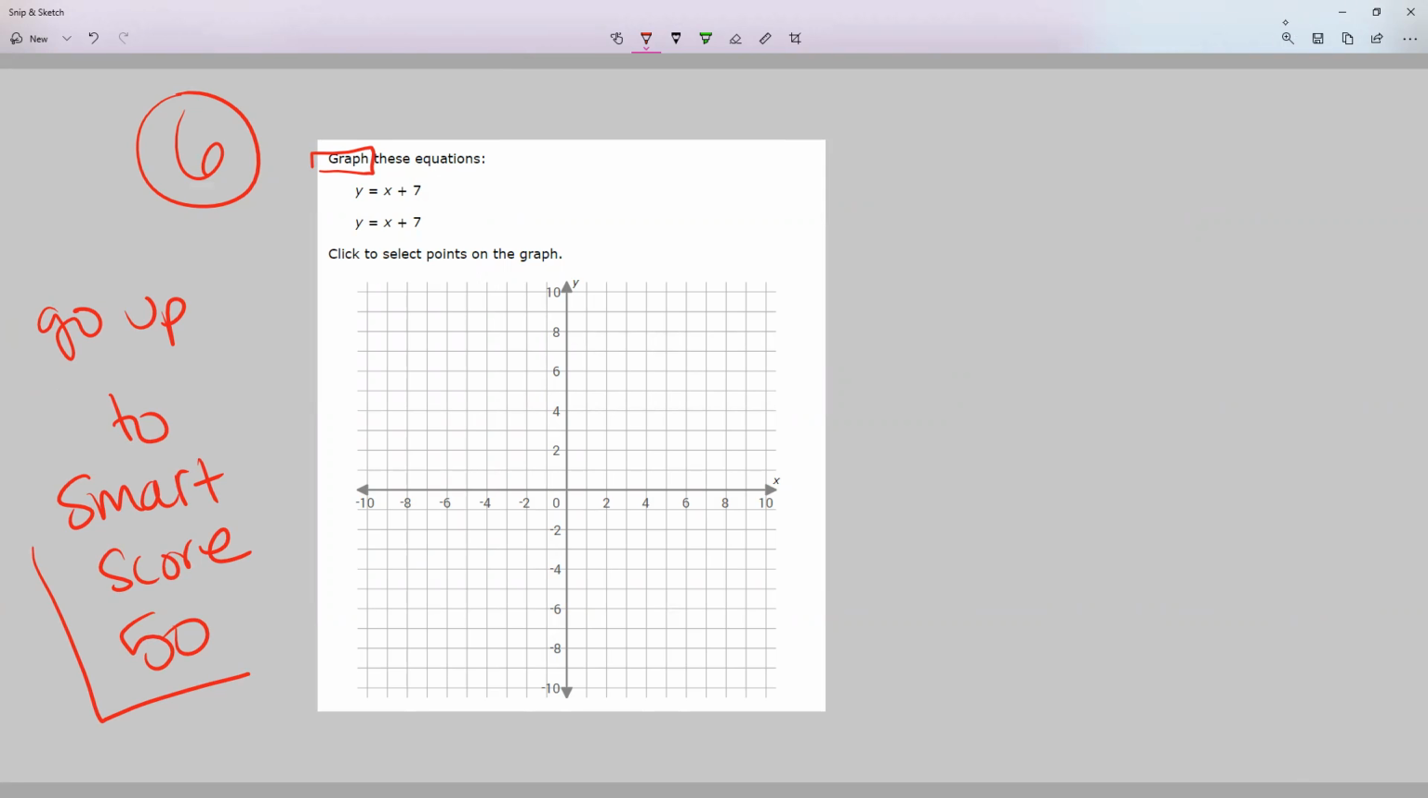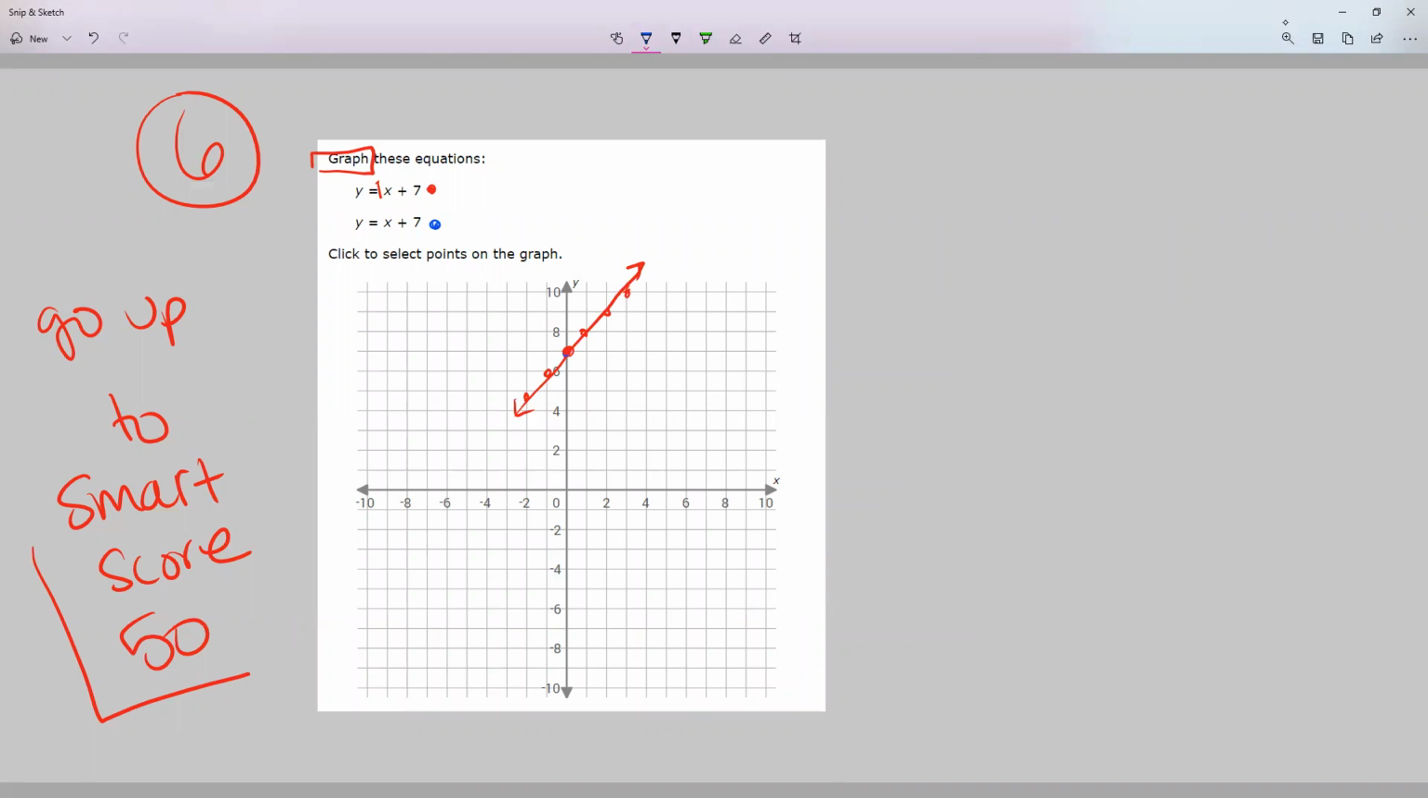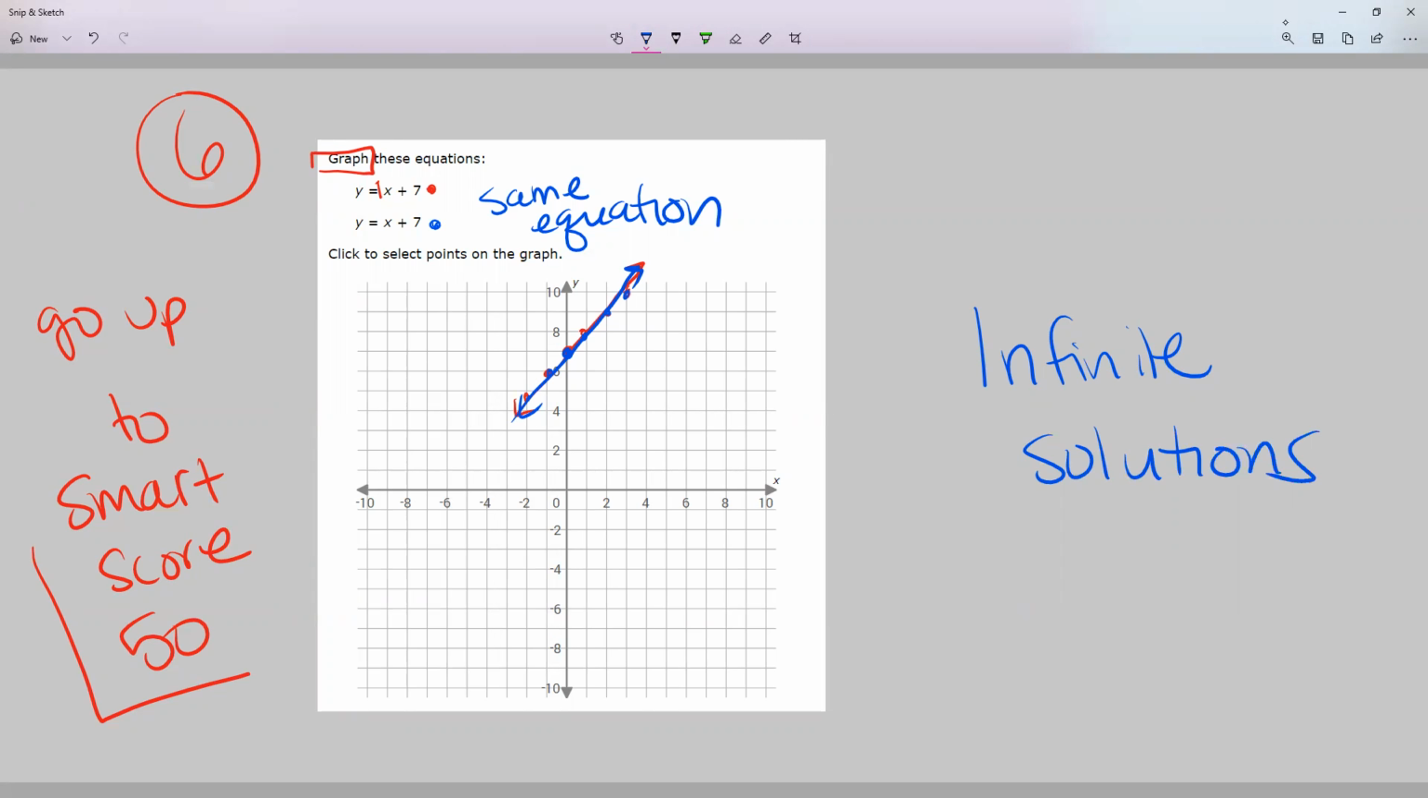But if I look at this, if I graph these, so this first line, I'd start at 7. And again, it has an invisible 1. So I'm going up 1 over 1. So my line looks like this. And then hopefully, if you're paying attention, you can see that for this second one, if I start at 7 and go up 1 over 1, I end up on the exact same line, right? And you can see that because the equations are the same. Same equation. Which means that since these two lines are the same, every point is the same. So this is infinite solutions, which you can just see, but you do have to graph it. They're going to make you.